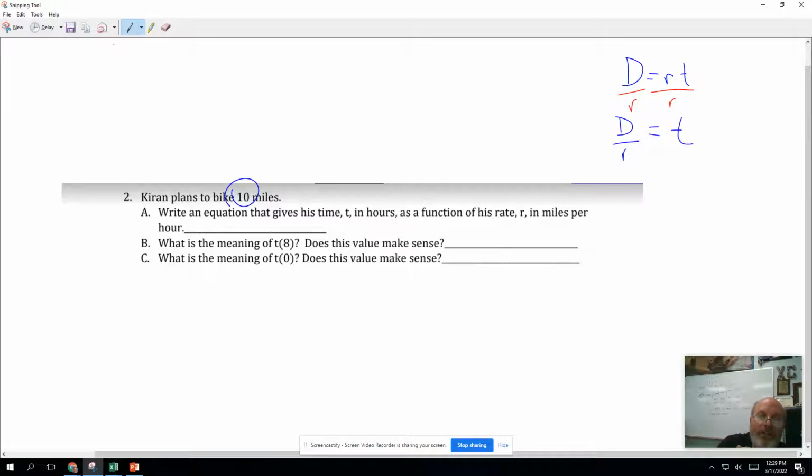But we know what d is. It's 10. So in this case, to answer part A, t is equal to 10 over r. That's part A. That's all it is.